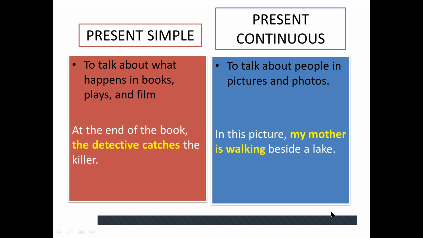And next, the present simple is also used to talk about what happens in books, plays, and films. For example, at the end of the book, the detective catches the killer. And present continuous talks about people, or not only people, but something in pictures and photos. For example, in this picture, my mother is walking beside the lake.